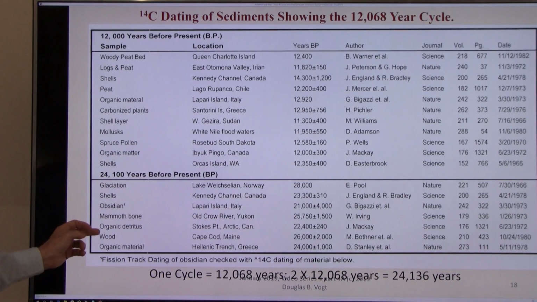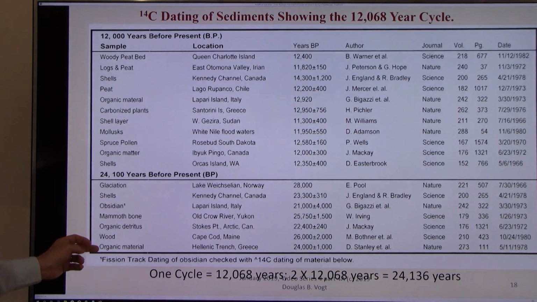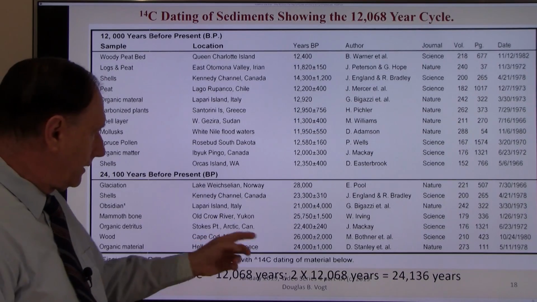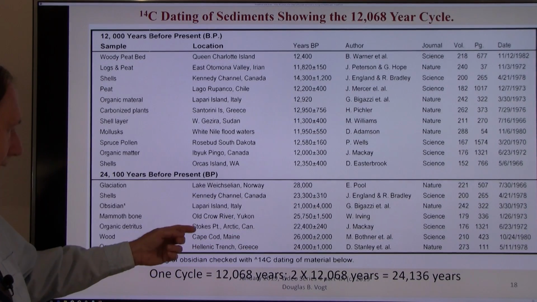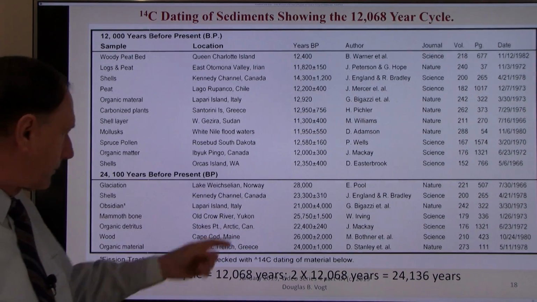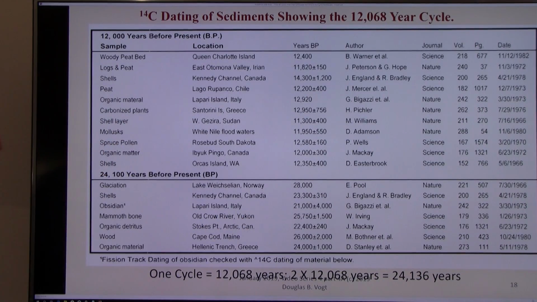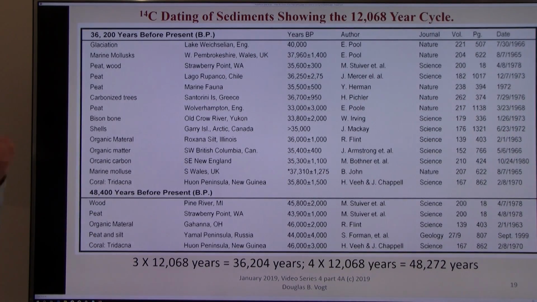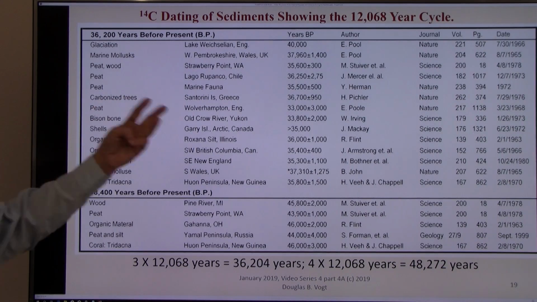Mammoth bones, organic debris, could be almost anything. Wood, and organic material, again, from all over the world. Greece, Maine, Canada, Arctic Canada, Yukon. I was in the Yukon. Gold mining. 36,000 years. This is 3 cycles back.